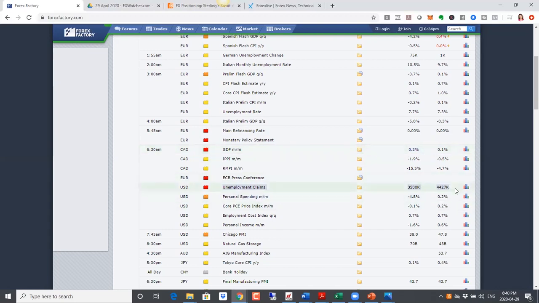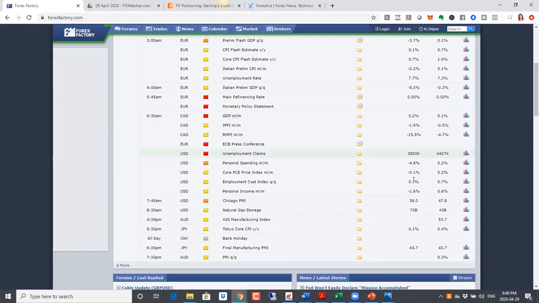We also have unemployment claims, again expecting 3.5 million more unemployment claims. Now, a lot of this is already sort of priced into the market. However, if the number that comes in is higher than this number here, that will be negative for the US dollar, and we could see a drop again in the US dollar, which means all the dollar crosses are likely to go up further. So keep that in mind.